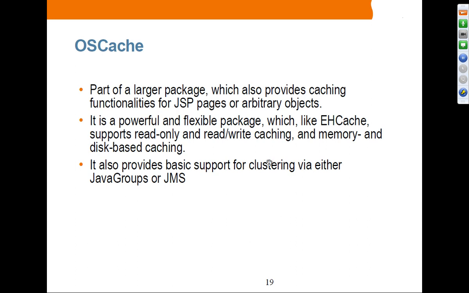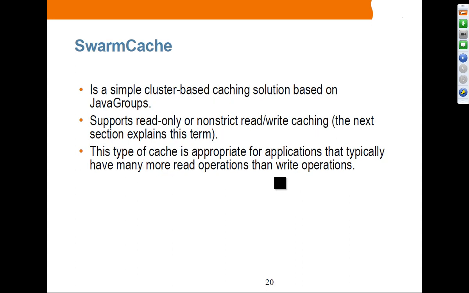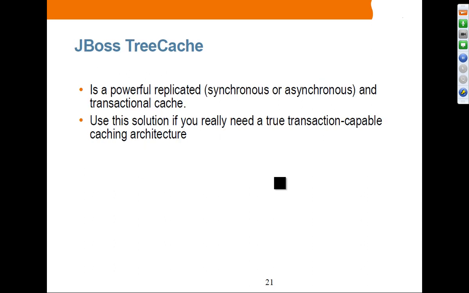It is a powerful and flexible package which, like EHCache, supports read-only and read-write caching, and memory and disk level caching. However, it supports clustering as well. So in that sense, it's more powerful than EHCache. And SwarmCache is a simple cluster-based caching solution based on JGroups. It supports only read-only or non-strict read-write caching. These are all for your information.